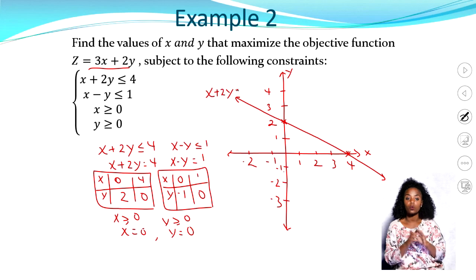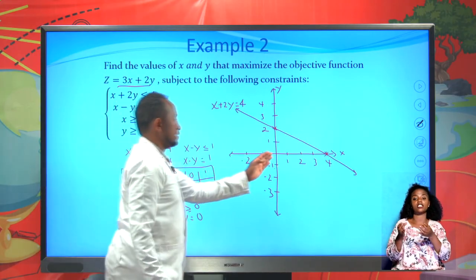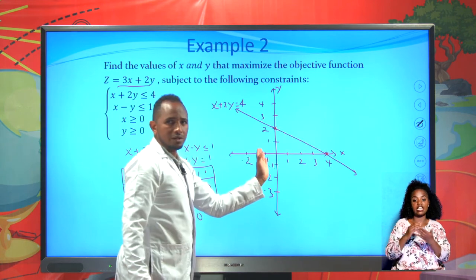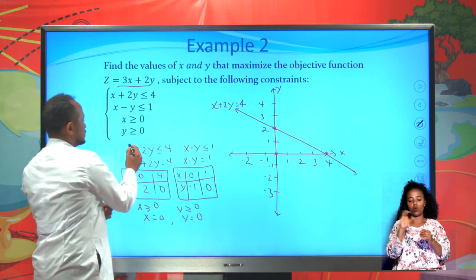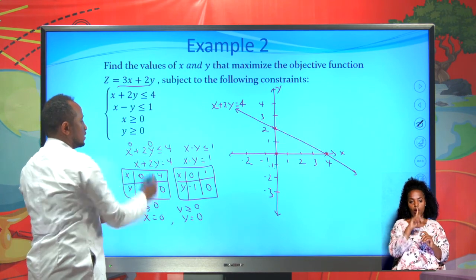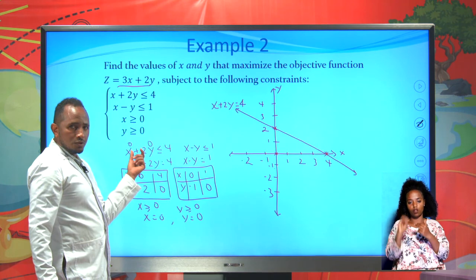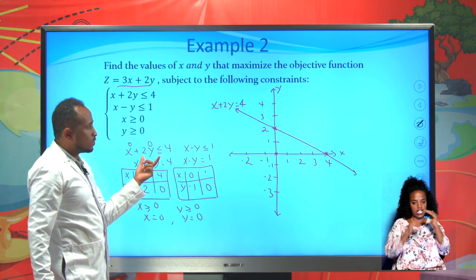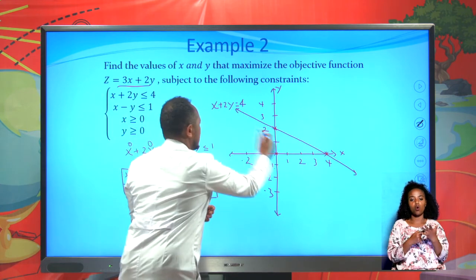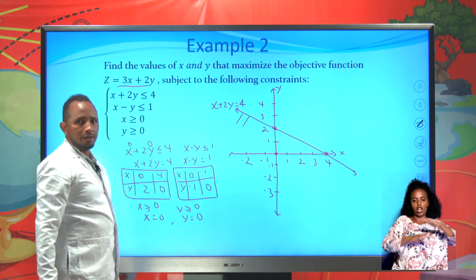To determine the region, take one point above or below the line. Let me use the origin. Put 0, 0 in the inequality: 0 plus 2 times 0 is 0, and 0 is less than 4. Yes, it is less than 4. It makes it true. So the region will be below this line.